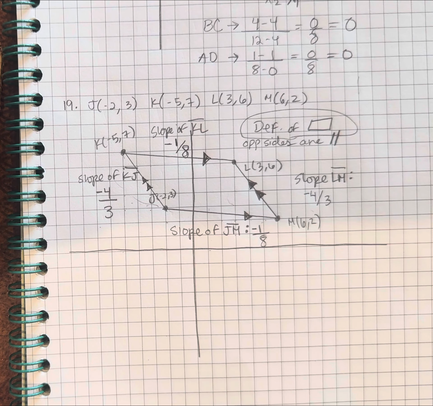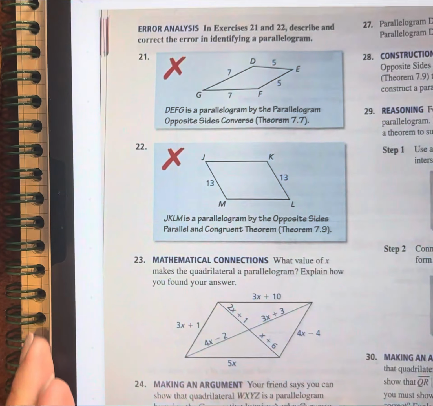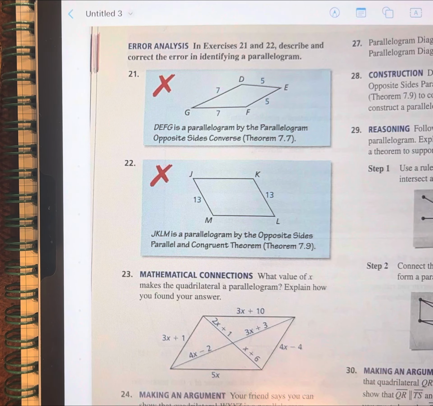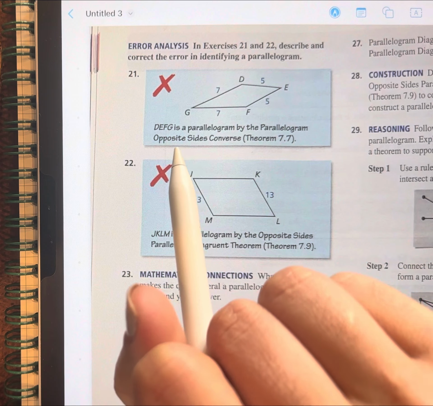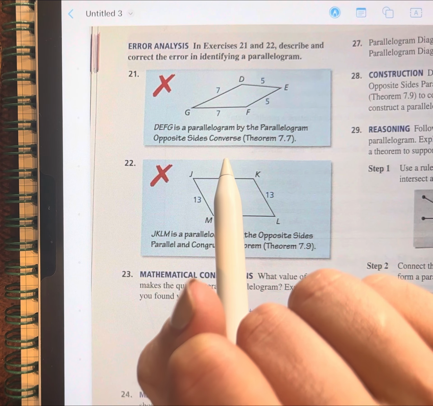I don't know if I dare go back to the iPad after what happened, but let's try. Error analysis, it says, what's wrong here? DEFG is a parallelogram by the parallelogram opposite sides converse.